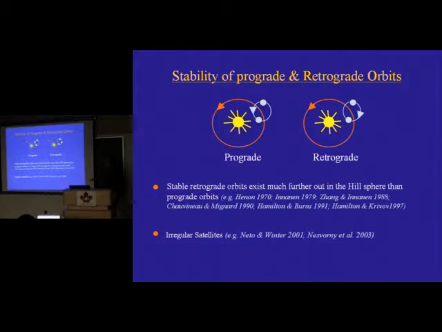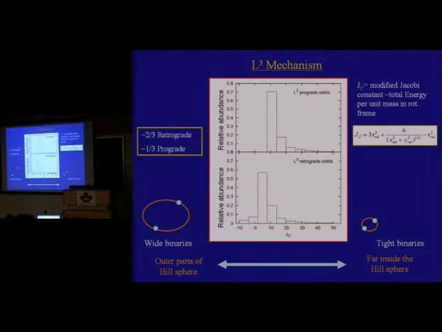And this is actually a well-known phenomenon in nature. If you look at the irregular satellites, they're on retrograde orbits, exactly because they're taking advantage of this extra stability in the very outer parts of the Hill sphere that only exists for retrograde orbits. So if I take our Earth and moon, I can place the moon much further from the Earth on a retrograde orbit than I could if the moon were on a prograde orbit. And this actually has very interesting implications for the two different binary formation scenarios I'm discussing.